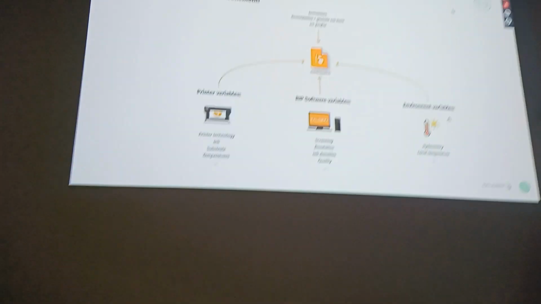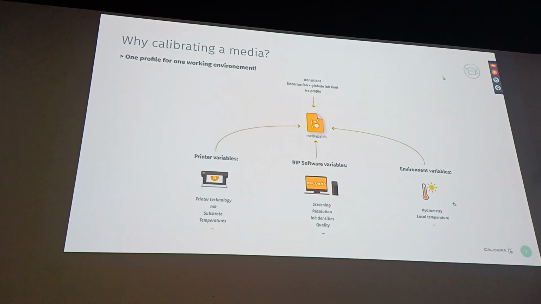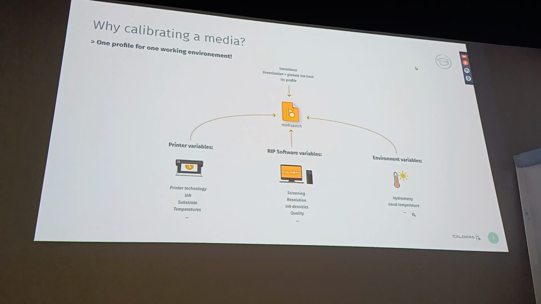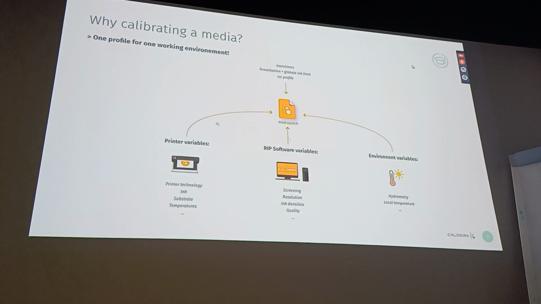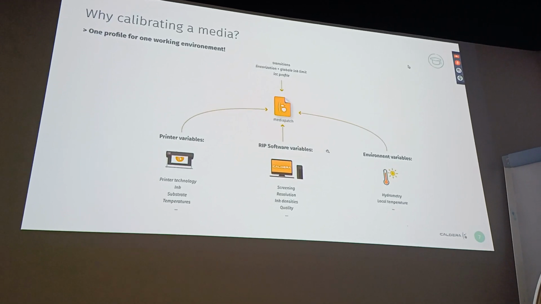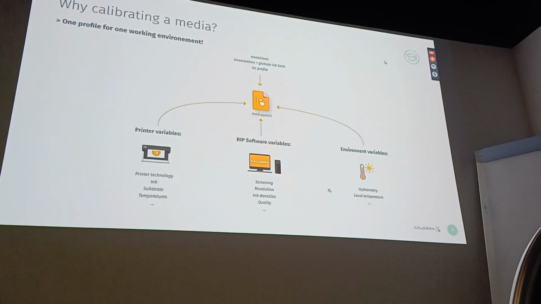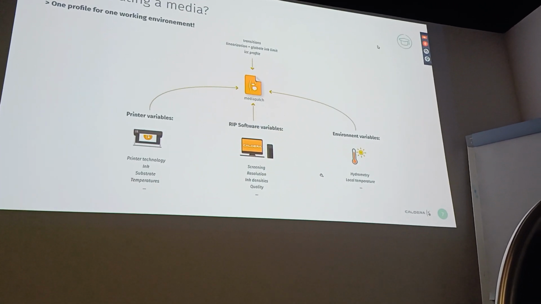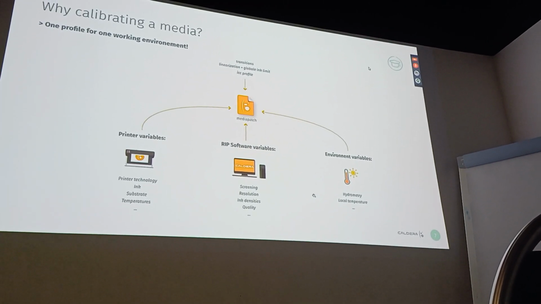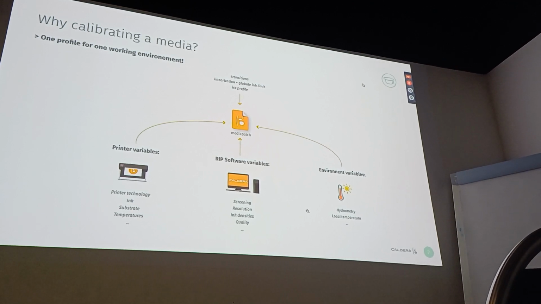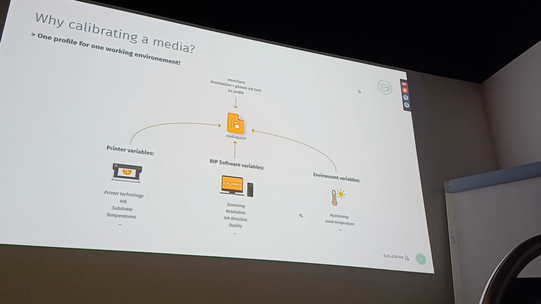And finally, we have environment variables, which are also very important. Here I'm talking about hydrometry, moisture, local temperature, etc. So if one of these variables changes, that means you will need to create a brand new ICC profile in order to ensure color consistency. So in today's training, I will create a profile which is based on specific variables.